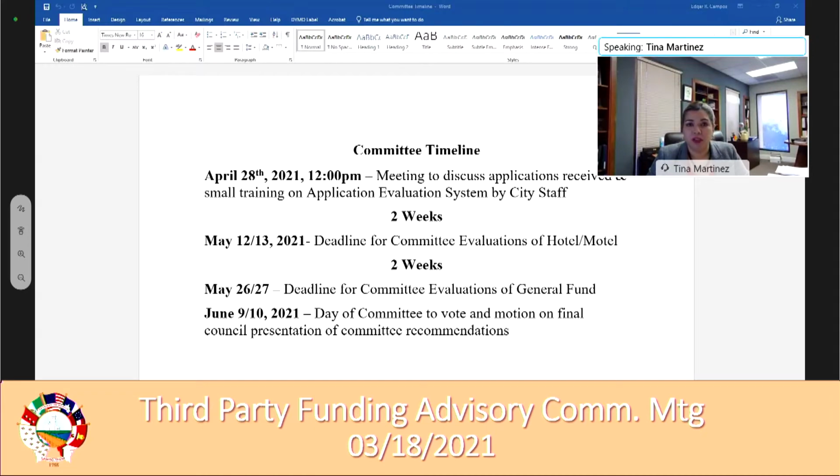That would be one first consideration. After that is what I'm looking at. So the first part of the timeline is, you see, after that initial meeting, I would be giving you either 2 weeks for you to evaluate the first part of the application. So let's say hotel motel is usually the smaller round of applications.